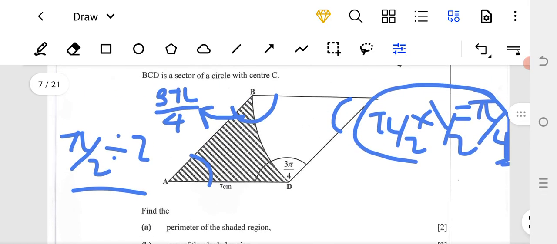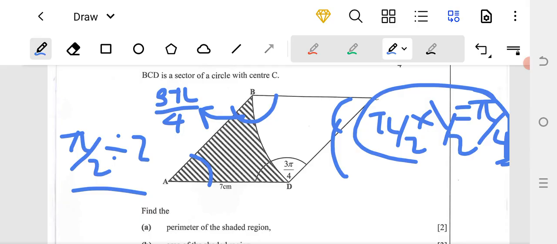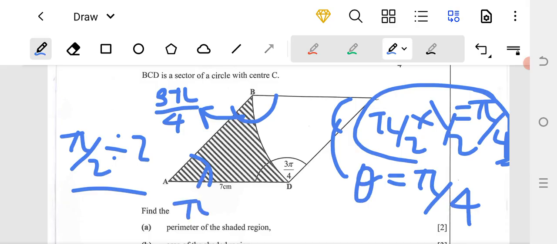So already we know that the angle here is theta equal to pi over 4. Even here it is pi over 4, because opposite angles are equal in a rhombus. And a rhombus is like a square. This side is 7 centimeters, this side is 7 centimeters, this side is 7 centimeters, this side is 7 centimeters.